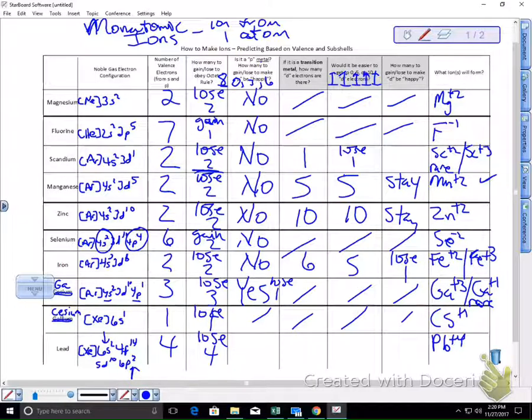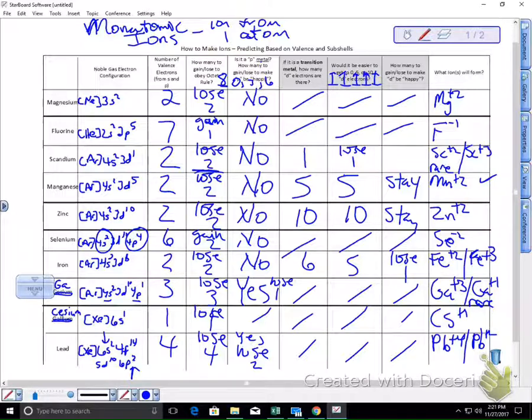Is it a p metal? Absolutely. So we're going to put yes. And it wants to empty the p in this case. It's got 2 p's. 0 is what it wants to do since it can't gain. So it would lose 2 here. And if it did that, then lead could also be a +2. It is not transition.